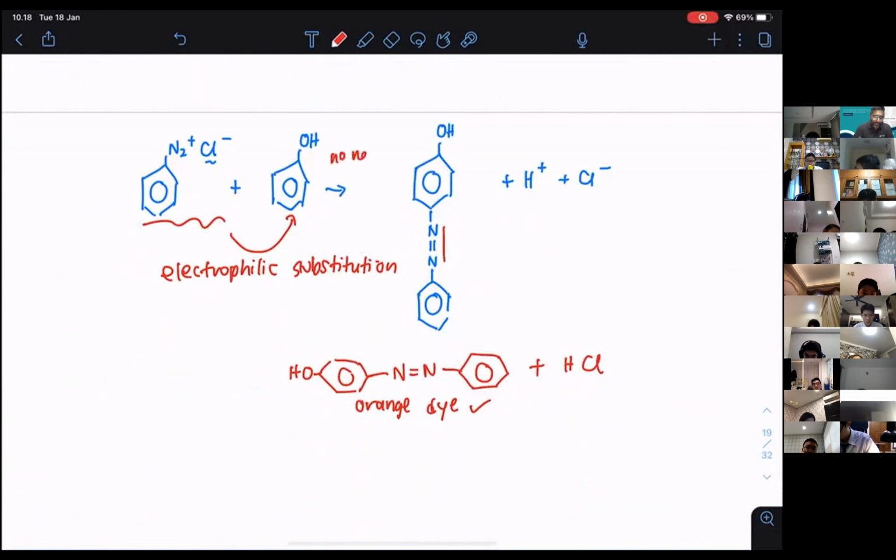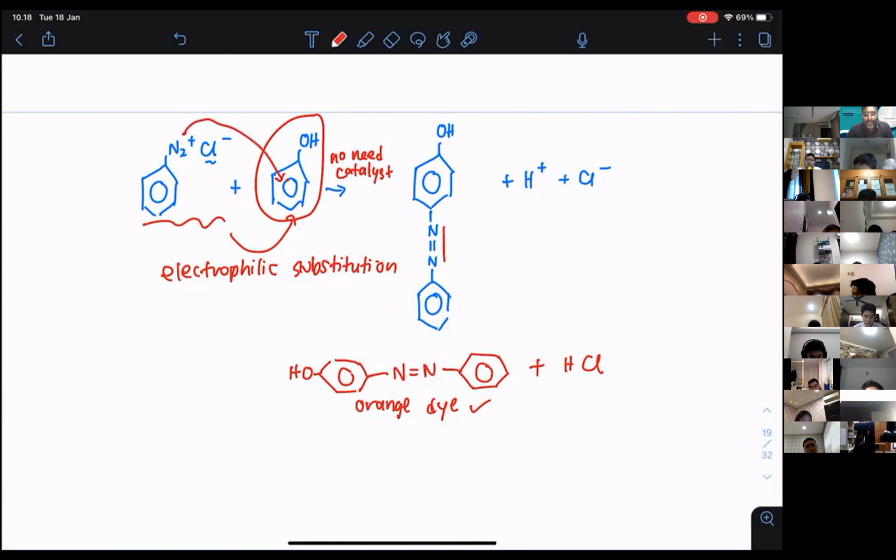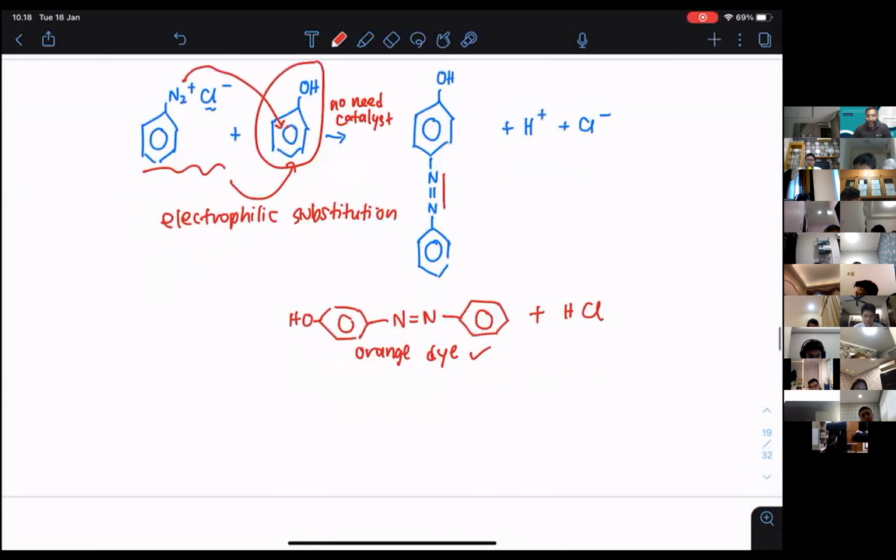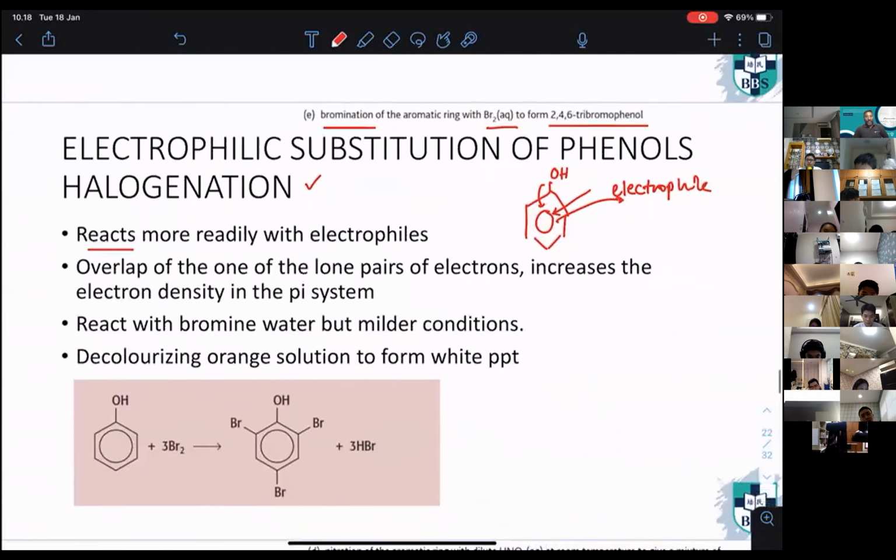No need for catalyst. Why? Because phenol is going to be very reactive, or the density over here is going to be very high, so that the electrophile of this salt can straight away come over here and attack. So it's going to be easier for the reaction to happen.